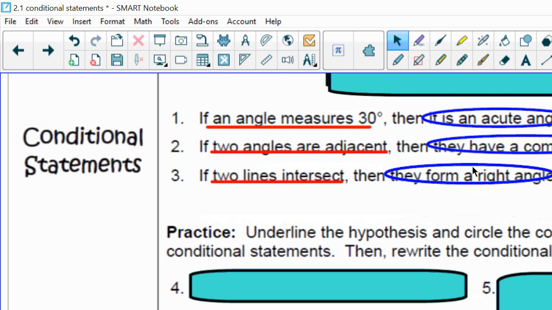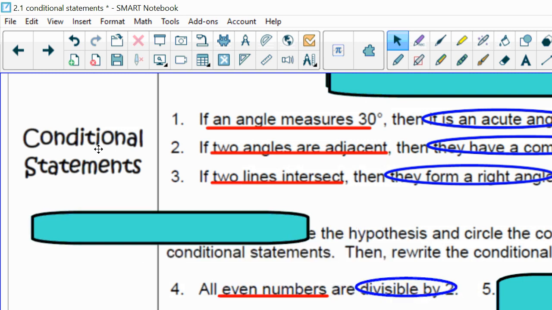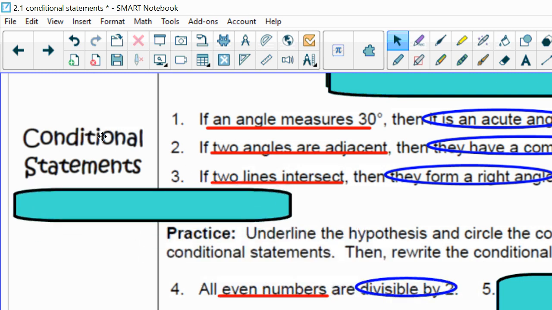Cause and effect. All right, so we're going to underline the hypothesis, circle the conclusion, and we're going to rewrite them because these sentences are not given to us in a normal, typical form. So for example, all even numbers are divisible by 2. Well, that doesn't say if something, then something else. So the way we would rewrite it, we could say if a number is even, then the number is divisible by 2. So these two things are saying the same thing, even though they're written a little bit different.